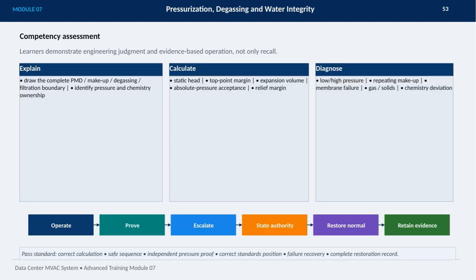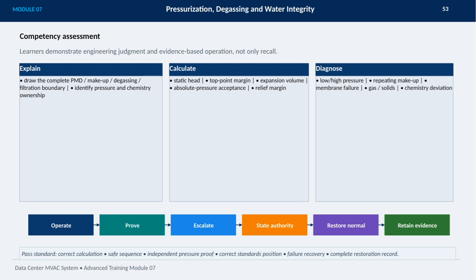In this competency assessment for Module 07 on pressurization, degassing, and water integrity, learners are expected to demonstrate engineering judgment and evidence-based operation, rather than just recalling information. You'll need to explain by drawing the complete PMD, makeup, degassing, and filtration boundaries, and clearly identify pressure and chemistry ownership. You'll be required to calculate key parameters such as static head, top point margin, expansion volume, absolute pressure acceptance, and relief margin. Diagnosing issues is also critical, including recognizing low or high pressure conditions, repeating makeup problems, membrane failure, presence of gas or solids, and deviations in water chemistry.